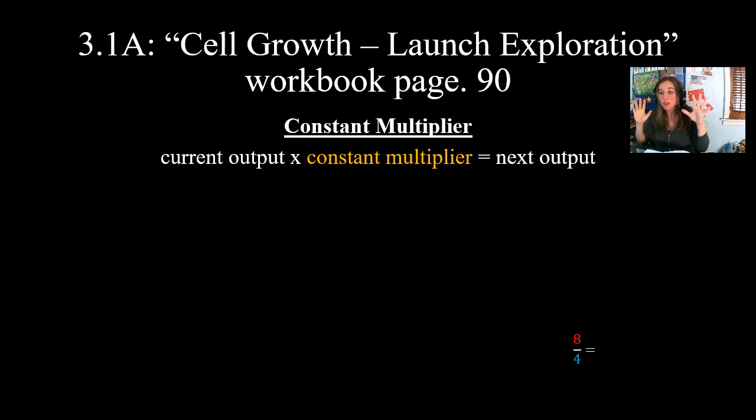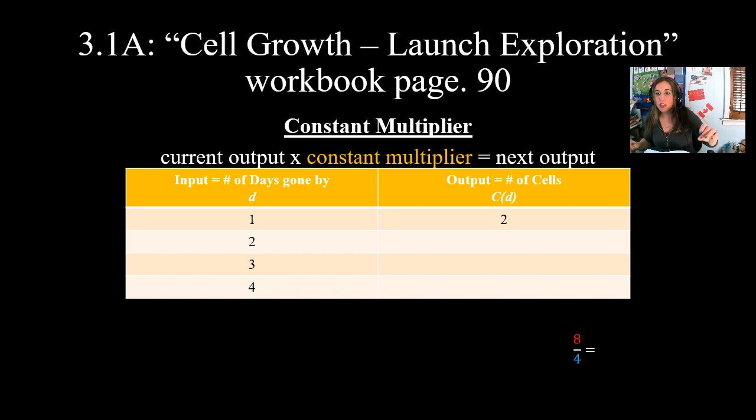All right, so now let's talk about how do we calculate the constant multiplier? What is it? What do we do? In order to figure that out, I just took a little subset of our table. I didn't take all 8 days. I just went from 1 day gone by to 4 days gone by. And we're going to look at what we're doing with the constant multiplier to go from one output to the next, okay?